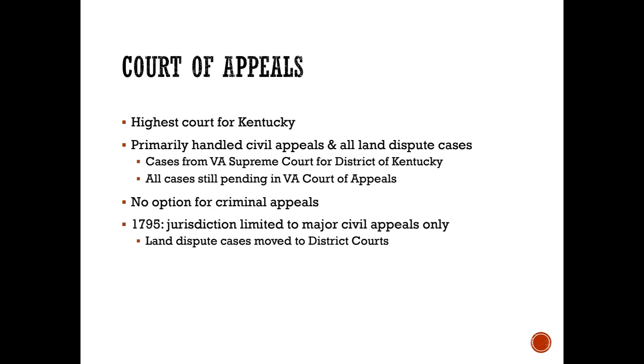And then in 1795, it had a small change. Its jurisdiction was limited to just the appeals. It didn't hear the land dispute cases. Those land dispute cases were moved to the district courts that were created at that point. But when it started out, civil appeals, all the land dispute cases, and everything that came from the Supreme Court for the District of Kentucky as well, went to it. So they had a lot on their plate at first, and the land disputes were taken off into the district courts a little later.